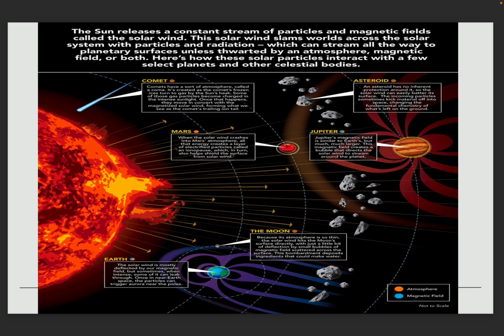And also asteroids have no inherent protection around them, so the solar wind can easily batter their surface. The incoming particles sometimes kick up the material of their surface, changing the fundamental chemistry of what is left on the ground.